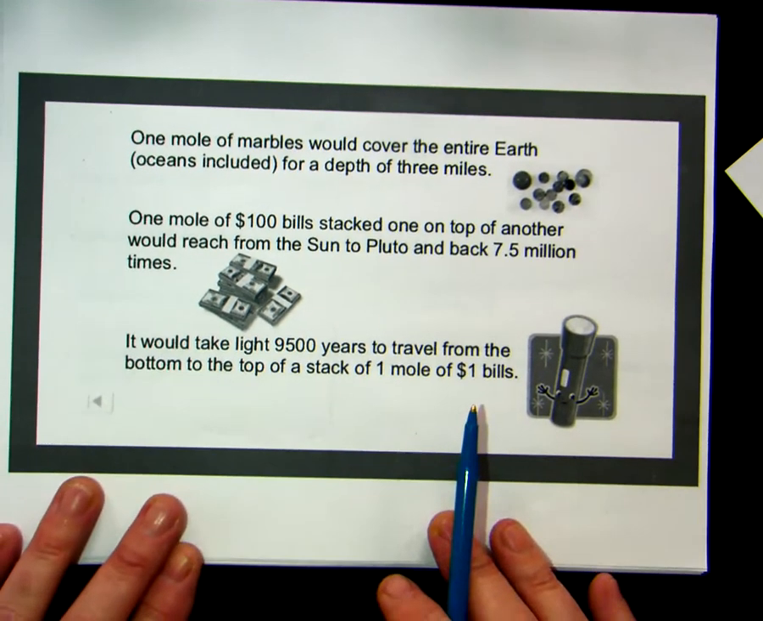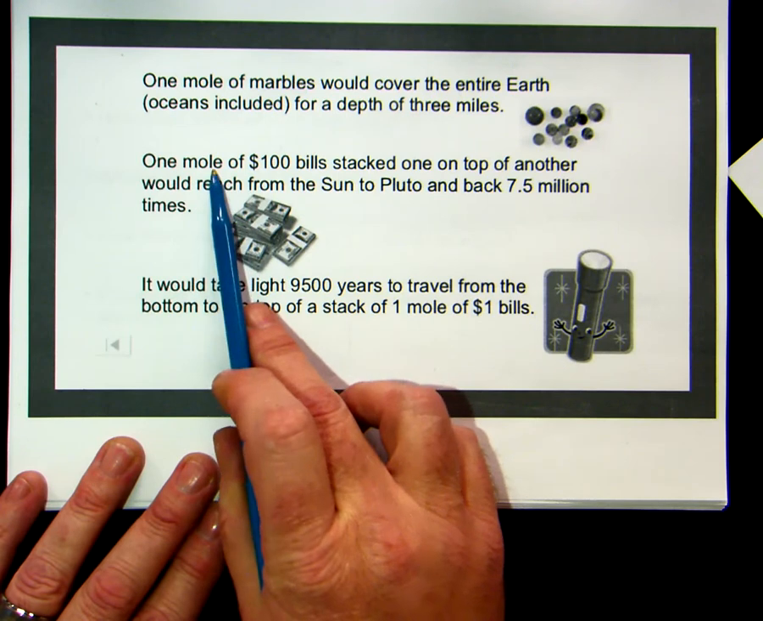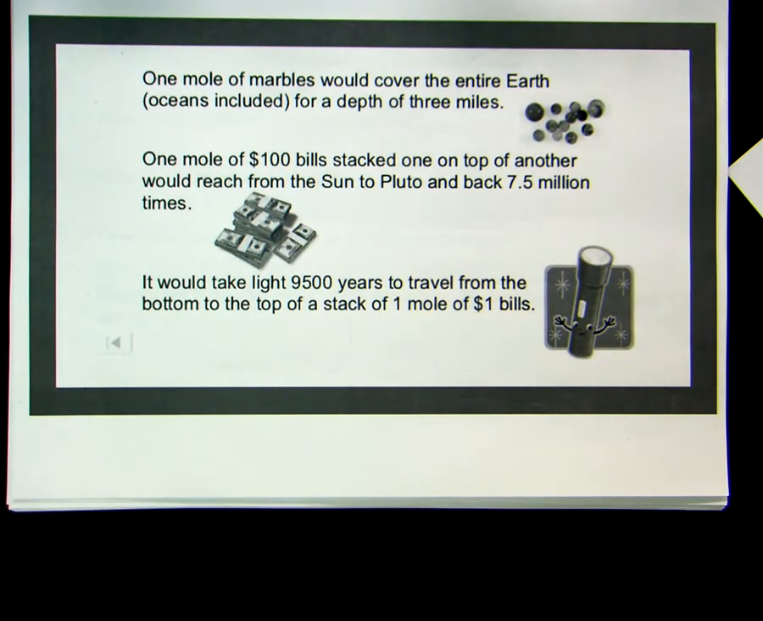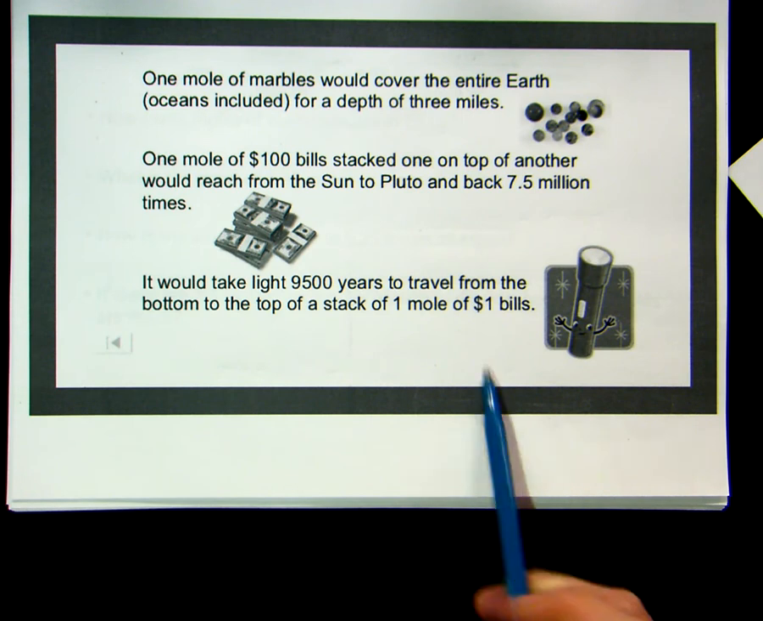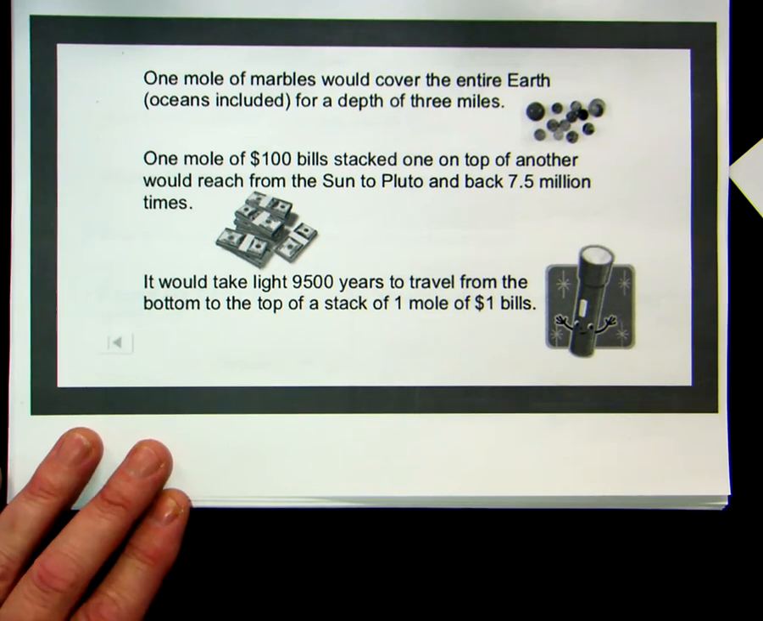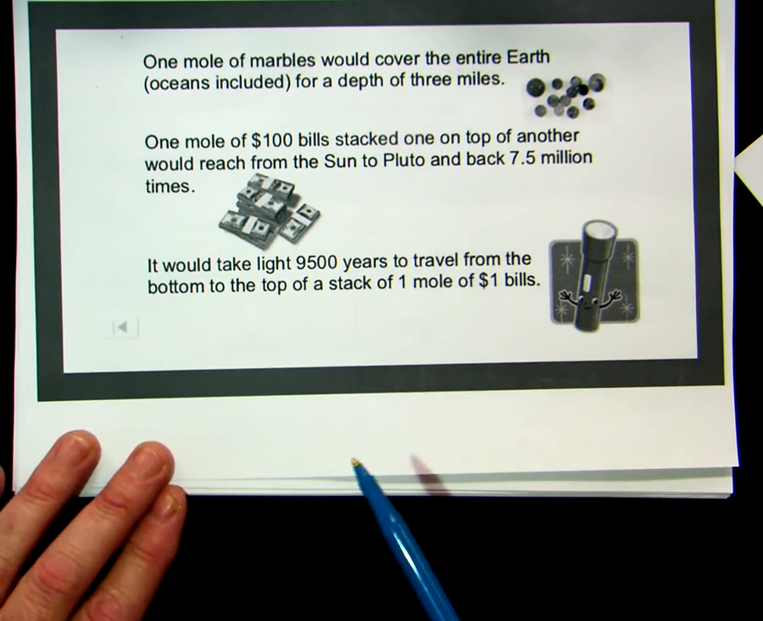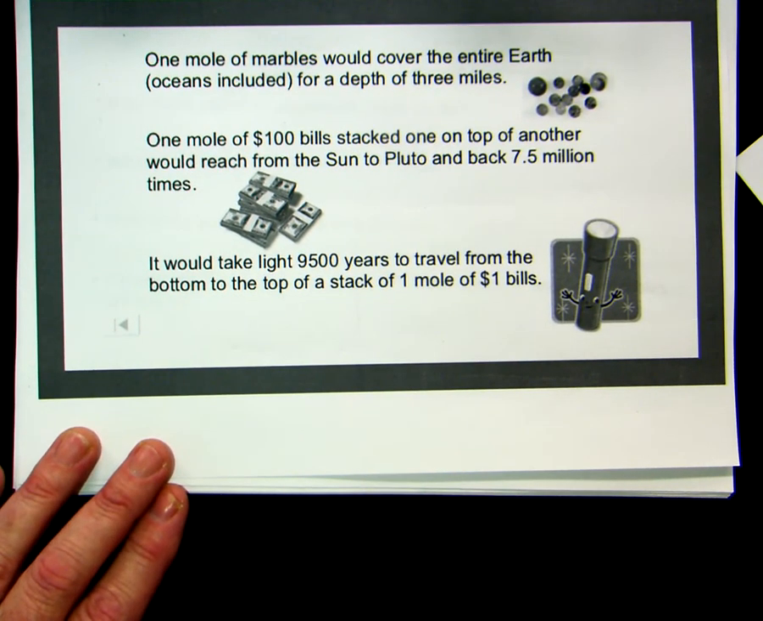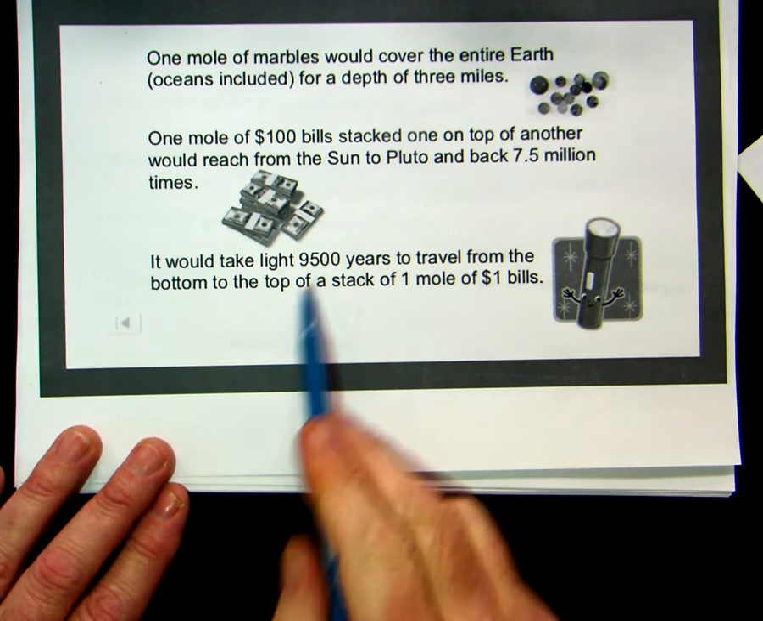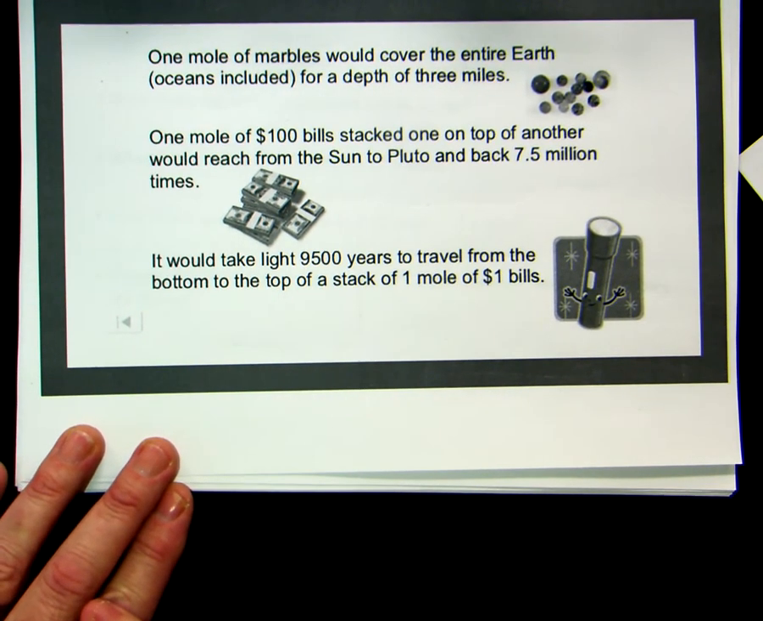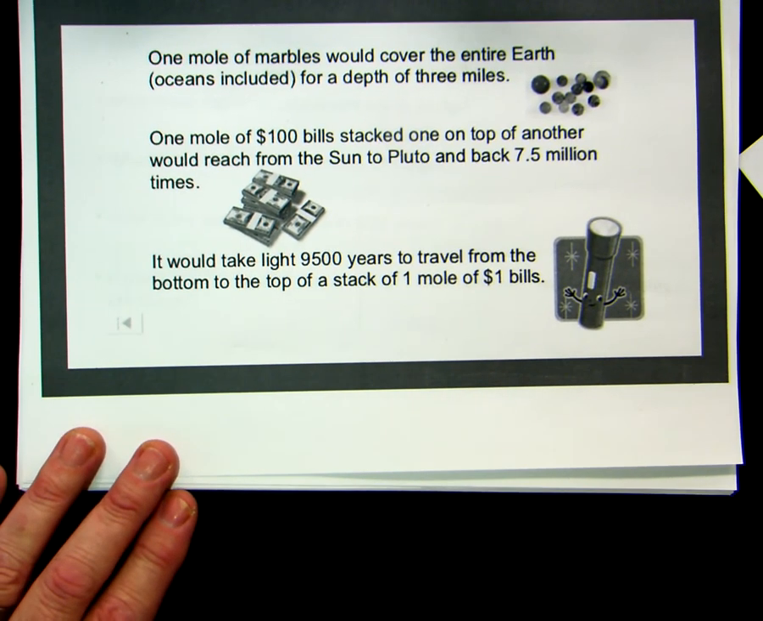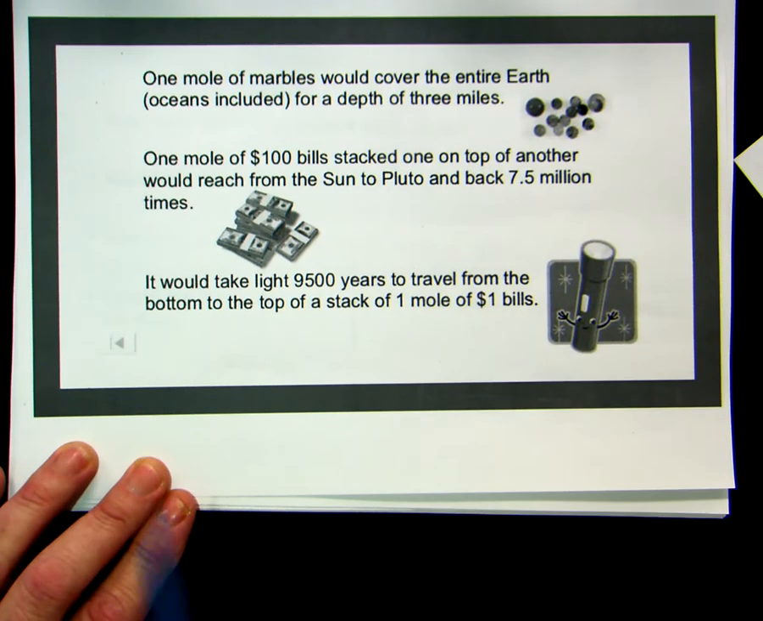Okay, well, what about if we had a mole, Avogadro's number, of $100 bills? If we made a stack of $100 bills, it would be so tall that it would reach from the sun to Pluto and back 7.5 million times. And if you took a flashlight and stood at the bottom of that stack of bills and shined the light to the top, at the speed of light, it would take 9,500 years for that light to reach from the bottom of your stack of $100 bills to the top, if you had a mole of them. That is how big a mole is.